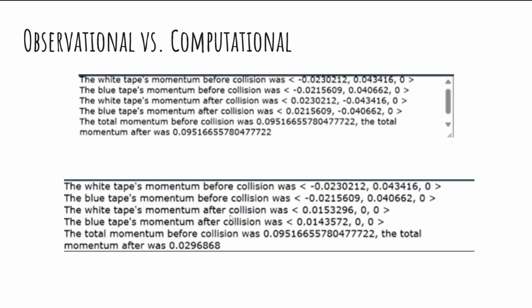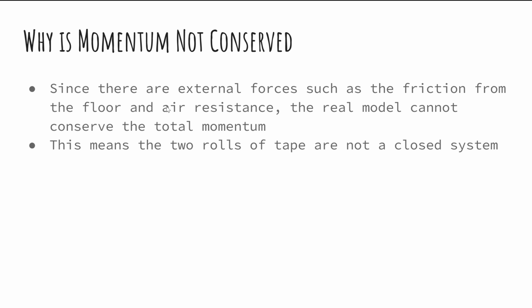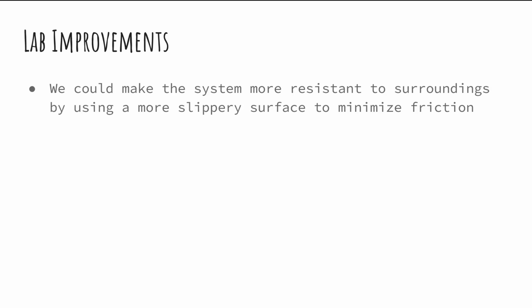The bottom one was the observational model, where momentum was not conserved, and there was a difference in momentum for both blue and white. Momentum is not conserved because there are external forces in the observational model, such as friction and air resistance, and the real model cannot conserve total momentum because in real life there are always external factors acting on our system. This means that the two rolls of tape are not a closed system because of the surroundings acting on them.